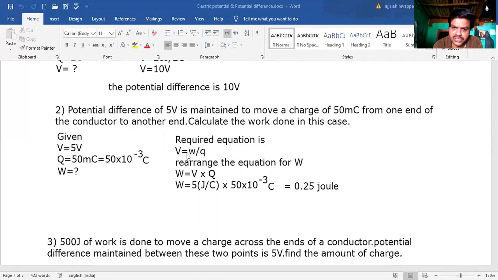Required equation is V equals W by Q. Rearrange the equation for work done W. So take this Q to the numerator of the LHS: W equals V into Q. Substitute the values now. V is 5 volt. When you are substituting the volt in the formula, in place of volt, you can substitute joule per coulomb, into charge 50 into 10 raised to -3 coulomb. Simplify this, we get 0.25 joule.